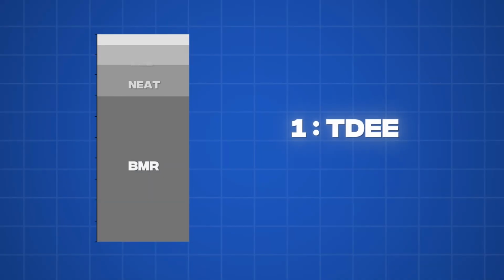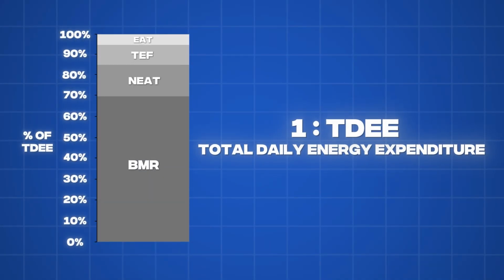The first thing we're going to cover is TDEE. This is your total daily energy expenditure. This is the amount of calories per day that you're burning. This is a combination of everything that I mentioned before, your BMR, your NEAT, your TEF, your EAT. We're going to go over those in just a moment, but this is the bigger picture. This is the amount of calories you're burning throughout the day.